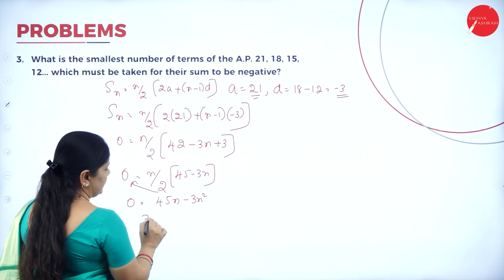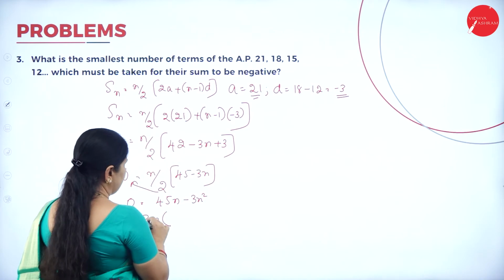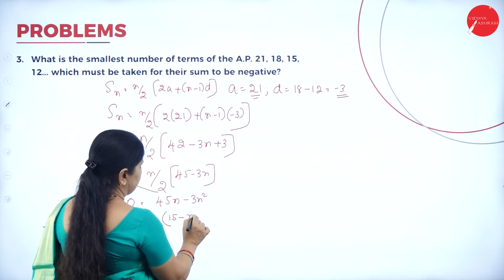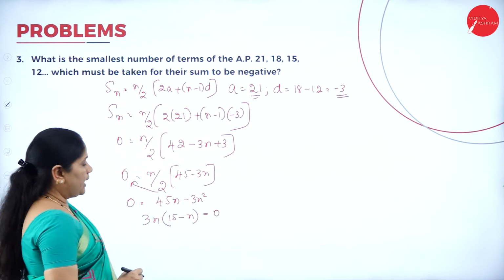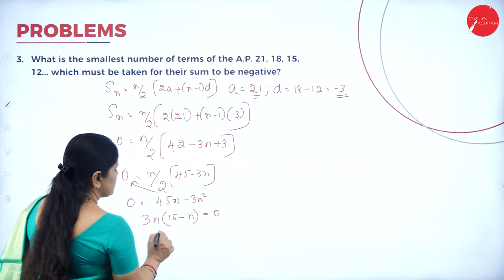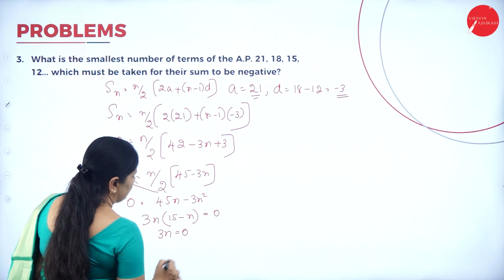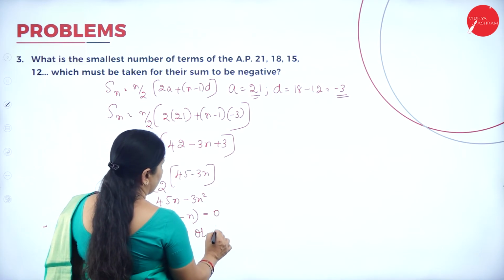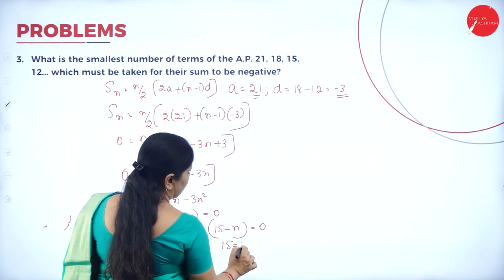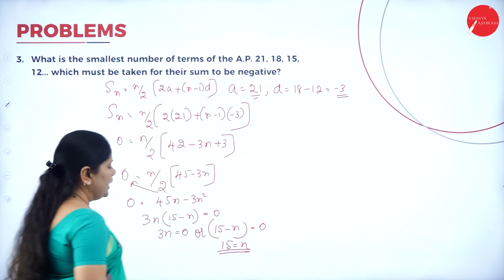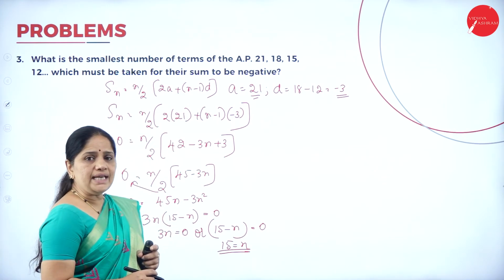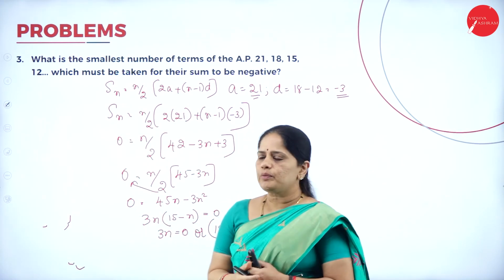Now I take 3n common. So 3n is common. 3 into 15 equals 45n minus n equals 0. Now I get this equation as 3n into 15 minus n equals 0. So the next step will be 3n equals 0 or 15 minus n equals 0, or 15 equals n is the answer. So n can be either 0 or n can be 15, so that the sum will be negative.